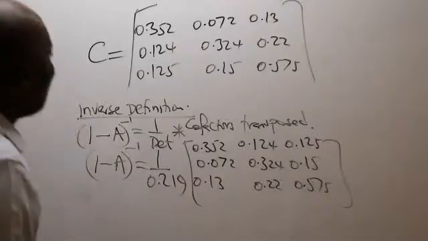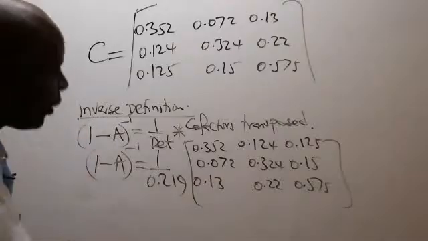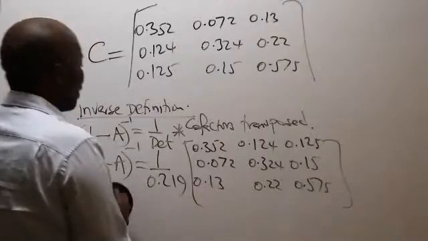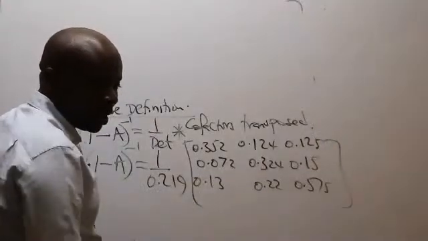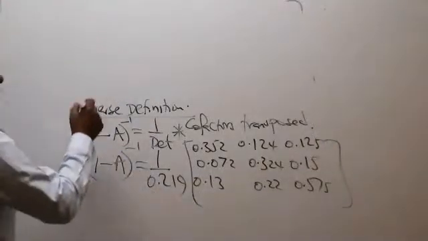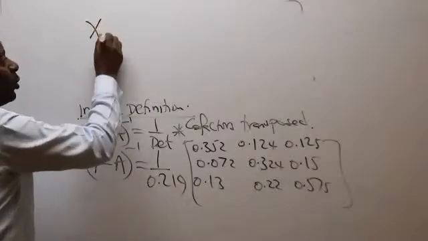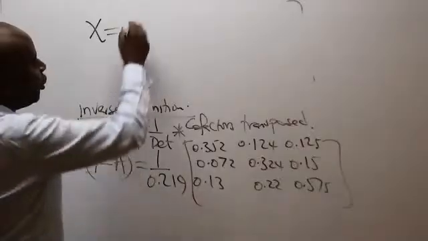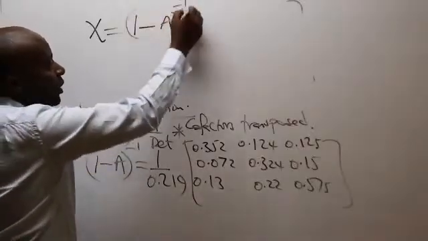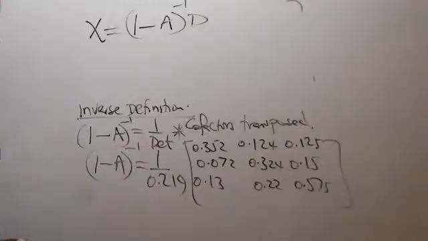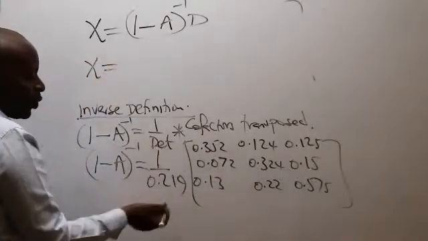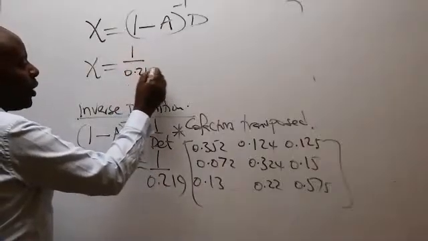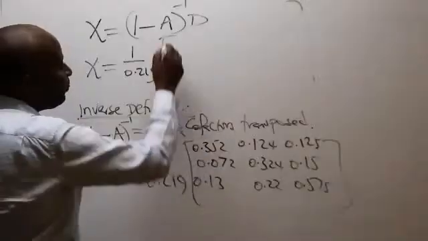Now, ladies and gentlemen, once you have gotten the inverse nicely, we know that the next thing you have got to do is to recall the formula that we wanted to get here. Remember our input-output equation says that our x should be equal to (I minus A) inverse multiplied by D. So our x here will be equal to (I minus A) inverse, which is 1 over 0.219 into the whole of this.